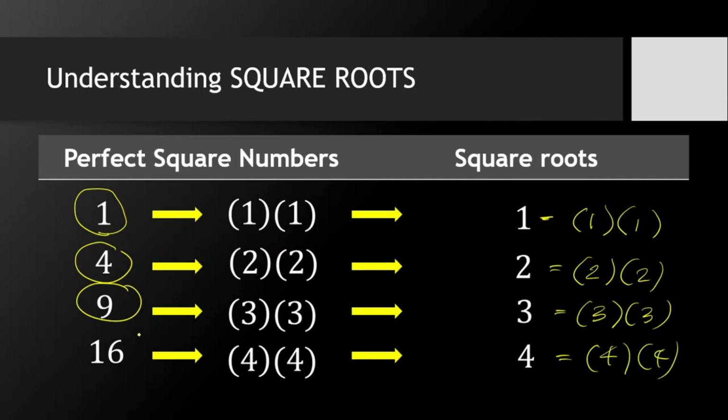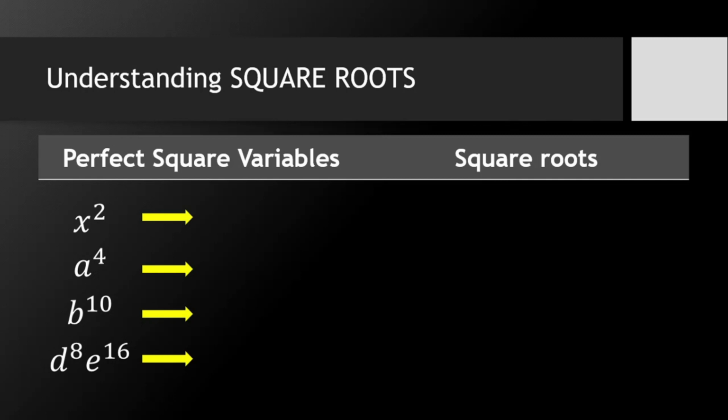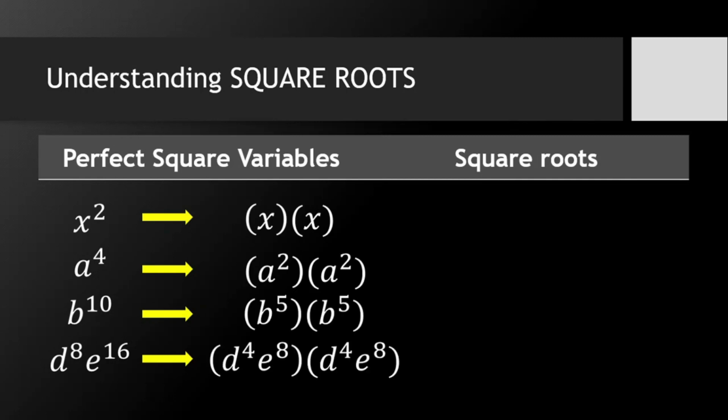We will obtain the perfect square number 16. So basically, these are the square roots of these perfect square numbers that we have listed. Similarly, for the perfect square variables that we have listed earlier, we have x squared, a raised to 4, b raised to 10, d raised to 8, e raised to 16, which are the result of multiplying similar variables such as the one listed. We can also obtain square roots from them.